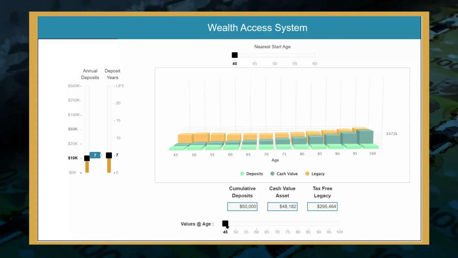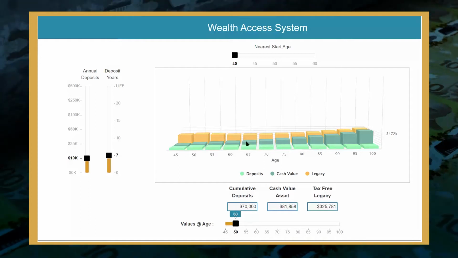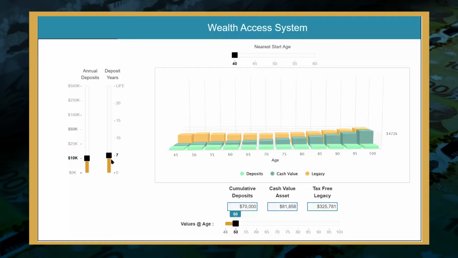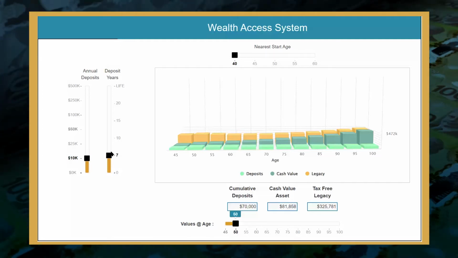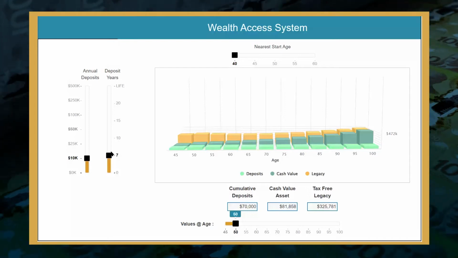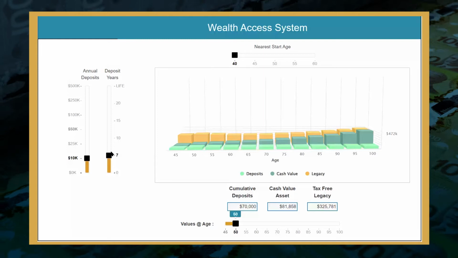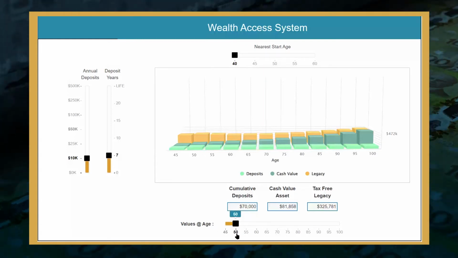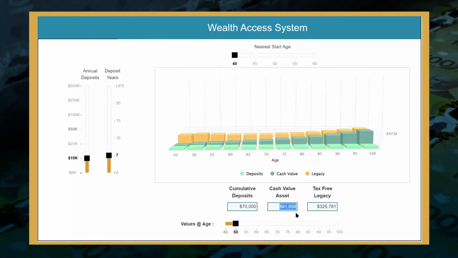Now, what's really interesting is if I take my slider here and I go out to age 50, so we started at 40, we're now at age 50, that's 10 years. We put money in for the first 7 years, and after year 7, we just stop putting money in. Again, I wouldn't recommend that. We would always recommend you continue putting capital in. But for the purpose of my example, I just want to walk this through a few phases here. So we're now at the 10th year. That means we put money in for 7 years, which is 70,000. And we now have $81,000 in our cash value asset.